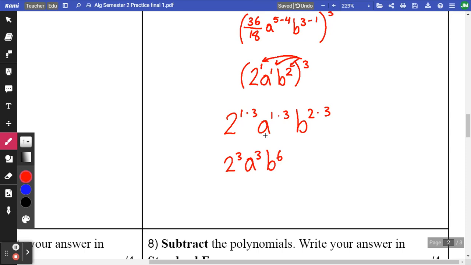All we have to do is multiply out the number. So 2 to the third is 2 times 2 times 2, which happens to be 8, and then all these variables can stay the same. So my answer is 8 a to the third b to the 6.